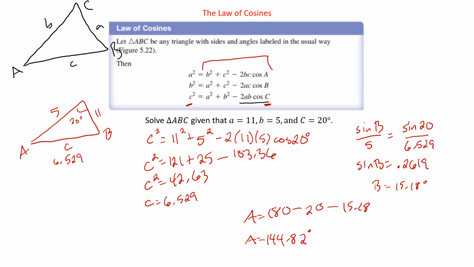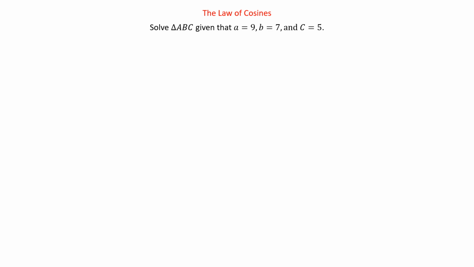But we're not always dealing with side angle side. Sometimes we have all three sides. So let's draw our triangle ABC. A, B, C. A is 9, B is 7, C is 5.